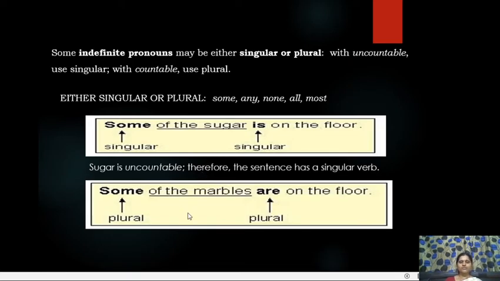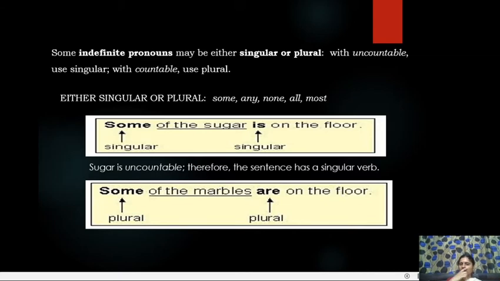Now let us see one more example with the same words. Some of the marbles are on the floor. This some is referring to marbles, and marbles is countable. So we are using a plural verb here. Some of the marbles are on the floor. So this is the difference that you have to remember.